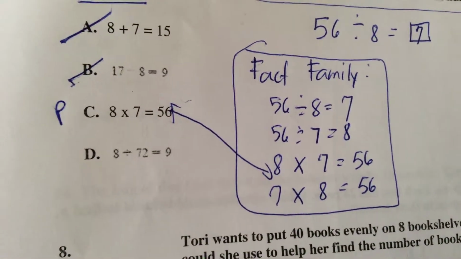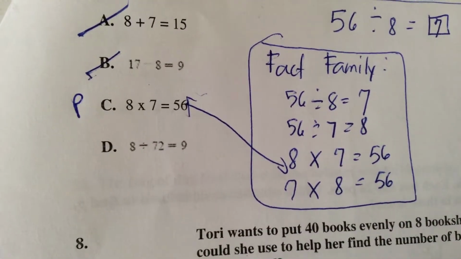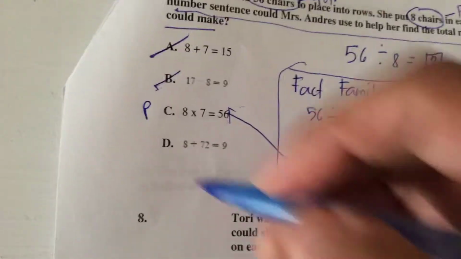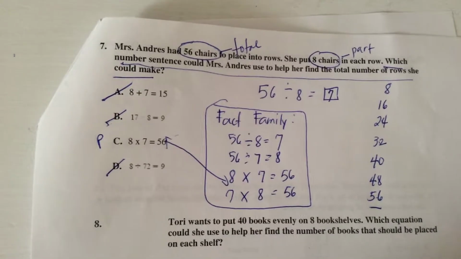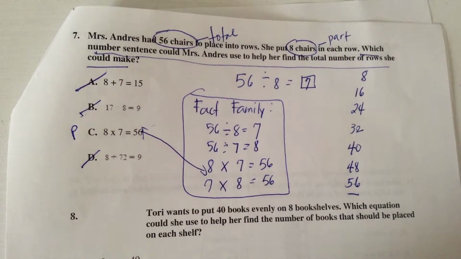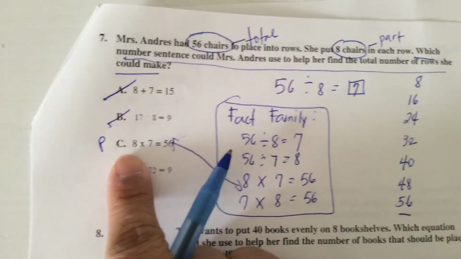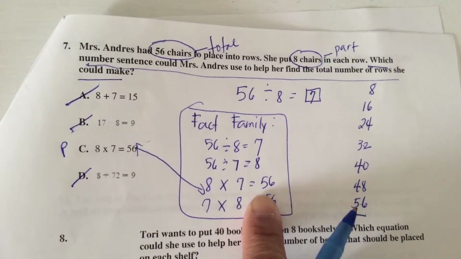Look at letter D. 8 divided by 72 equals 9. Does that make sense to you? If it does not make sense, remember what I told you? It's wrong, right? So this one is wrong. So what is our answer? The number sentence Mrs. Andres could use to help her find the total number of rows is letter C, 8 times 7 equals 56, because it belongs to this fact family.